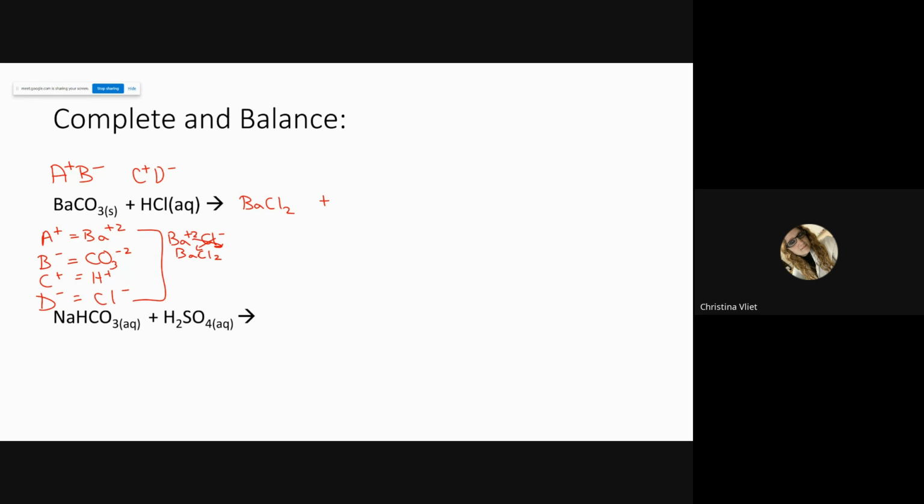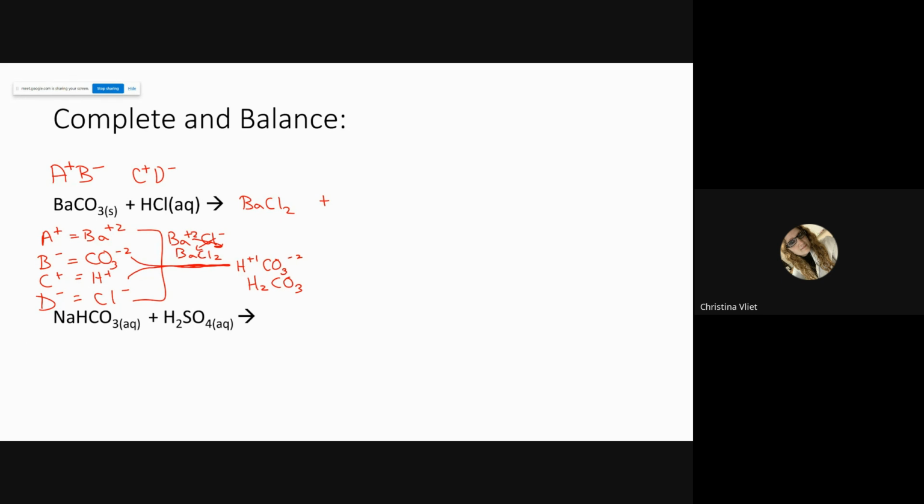When I put H and CO3 -2 together, what do those make? Because remember, it's A with D and C with B. We've got H plus 1 with CO3 -2. What does that make? You crisscross, you get H2CO3. Now here's where you have to memorize something.